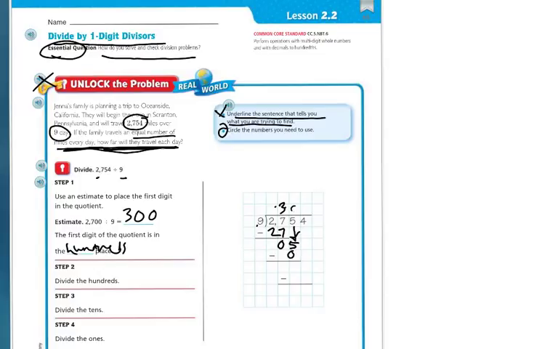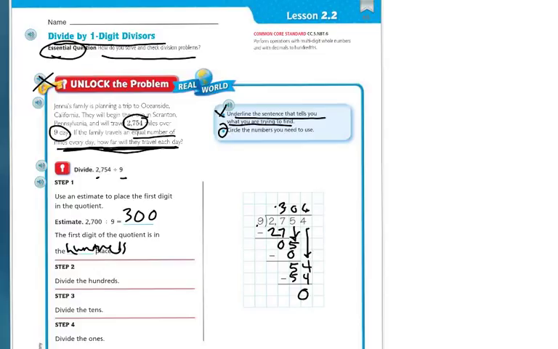So I'm going to put a 0 here and a 0 there because 9 can't go into 5. So I have 5 again. Now I'm going to bring down my 4. Can 9 go into 54? Yeah, it can go in 6 times. 6 times 9 is 54. Okay? And 54 minus 54 is 0, so I have no remainders.